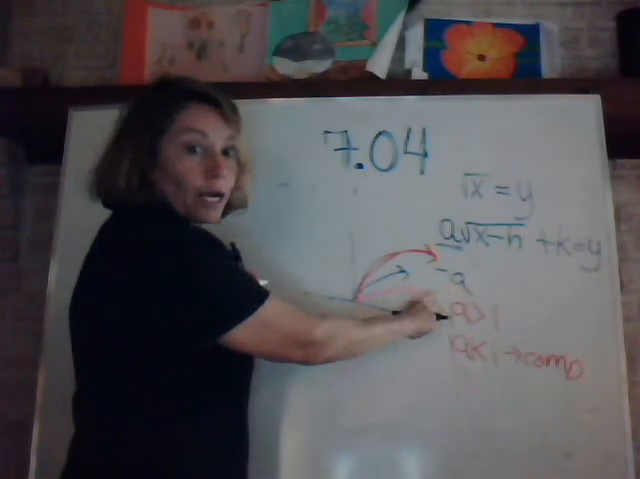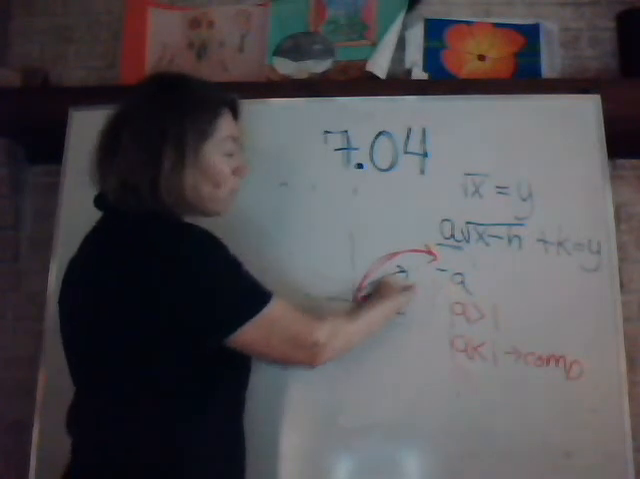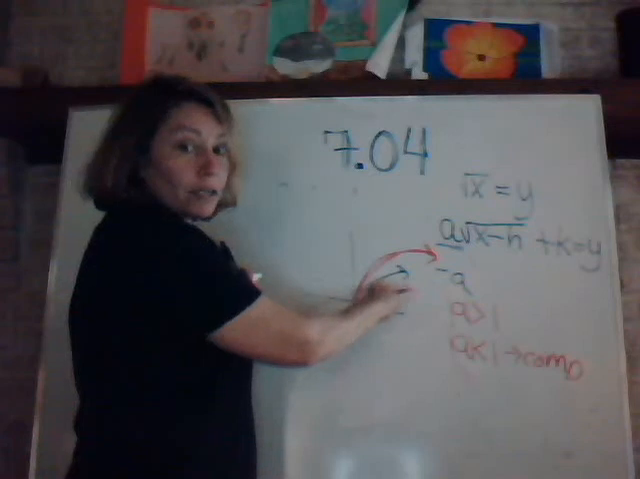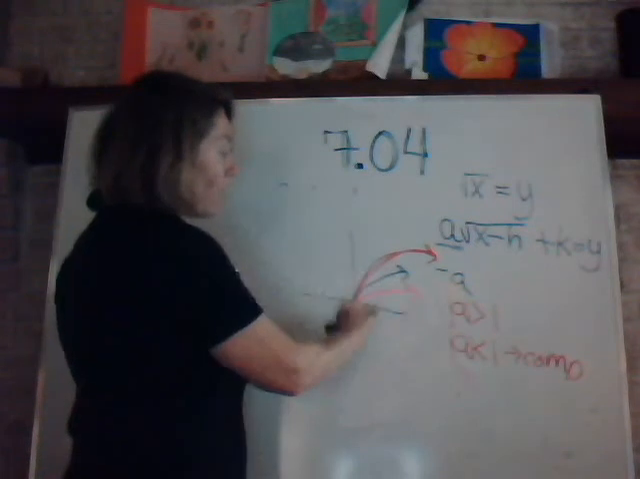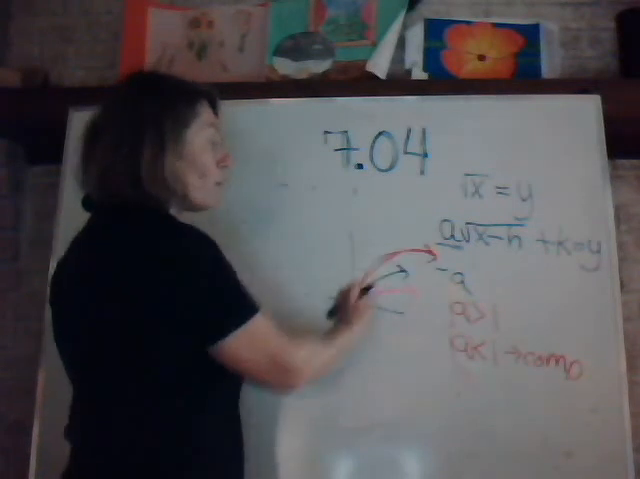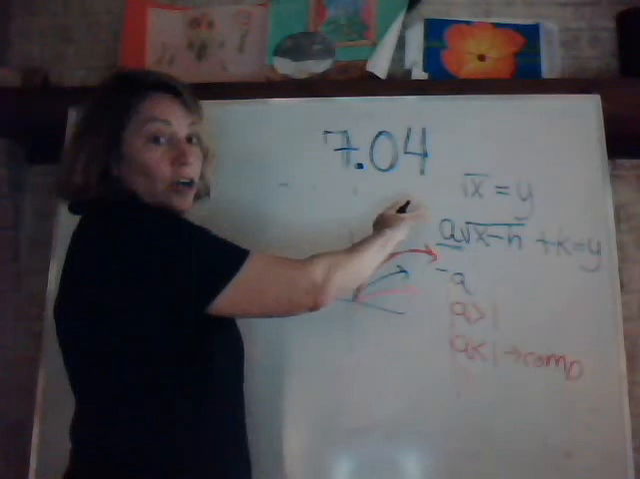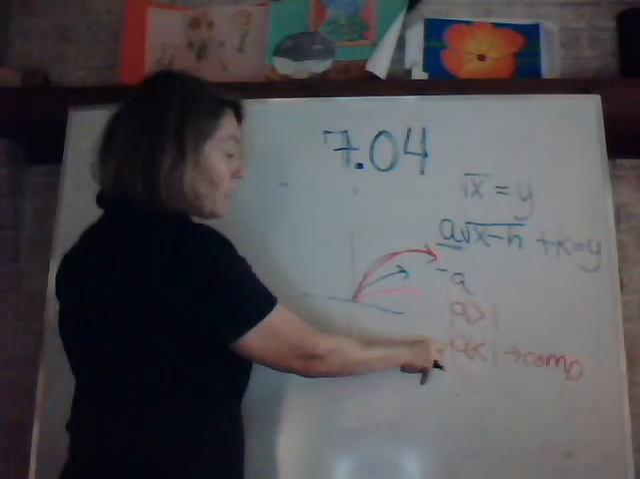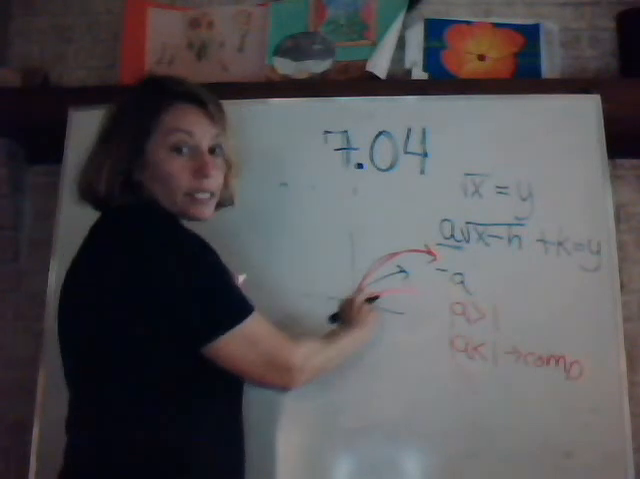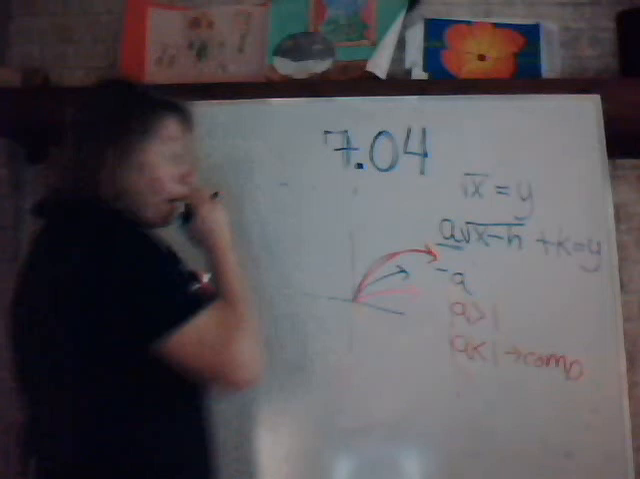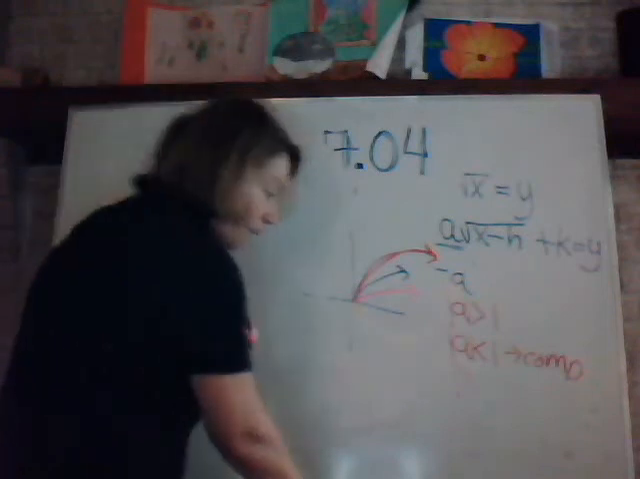So the blue graph is my parent function. The red graph is when A is greater than 1, it stretches it taller. When A is less than 1, it compresses it closer to the axis. Okay, so let's look at an example.